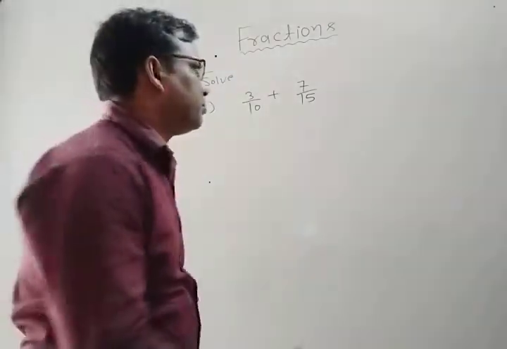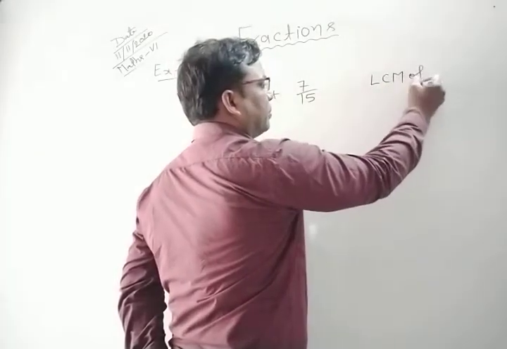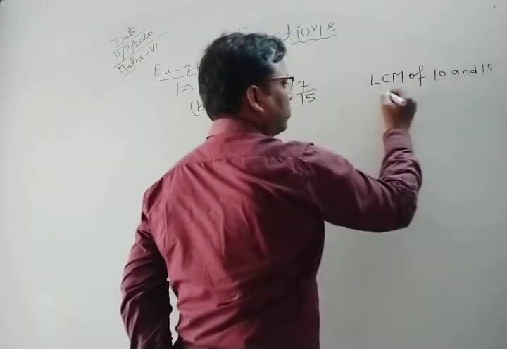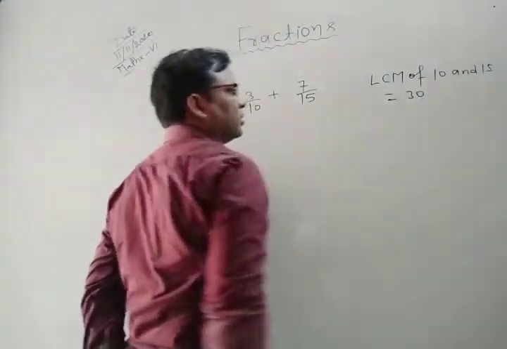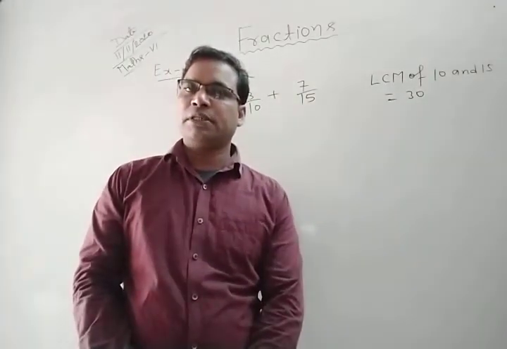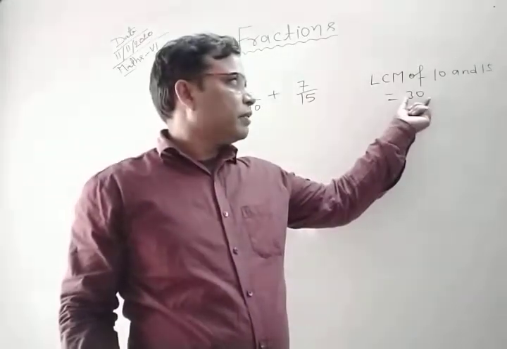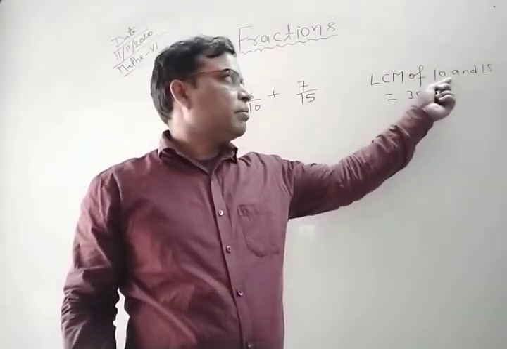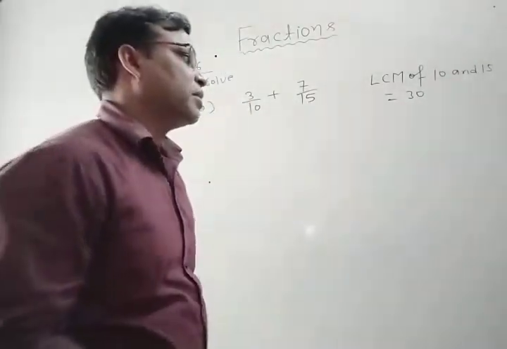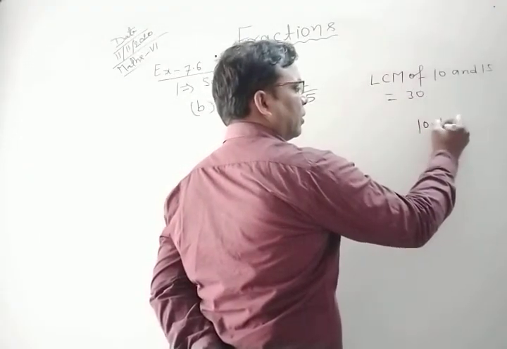So LCM of 10 and 15 is equal to what? 30. LCM means lowest common multiple, least common multiple. You can see 30 is the lowest number that is a multiple of both 10 and 15. So how can we find LCM? For this we write here 10, 15.